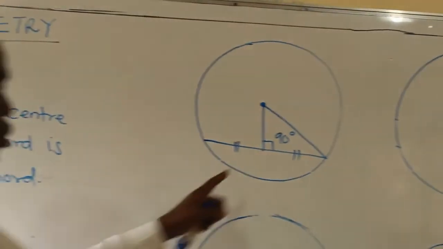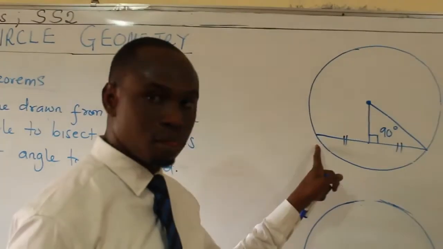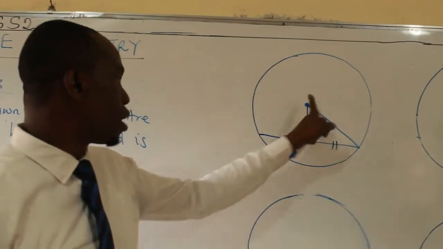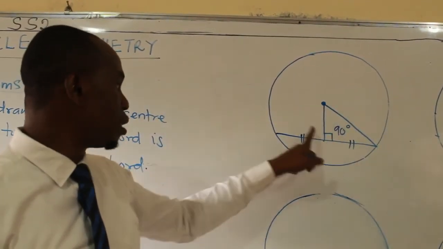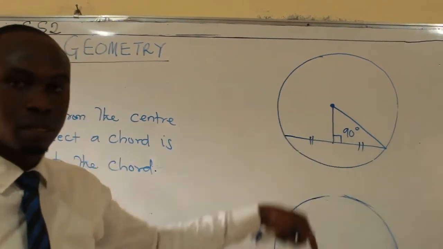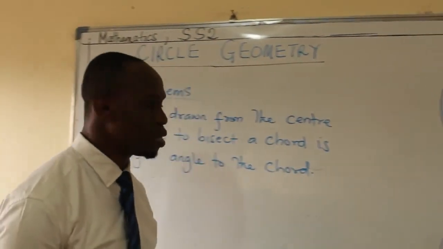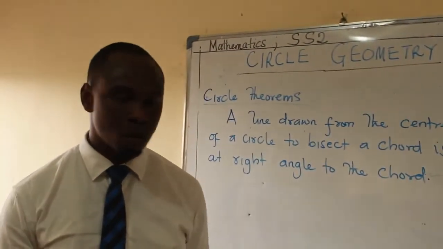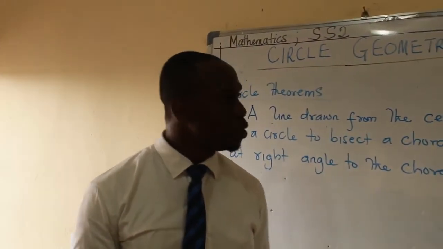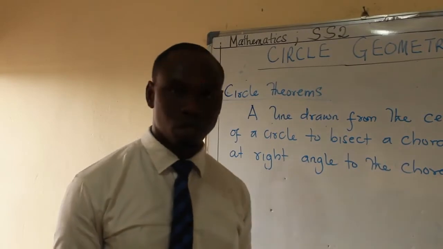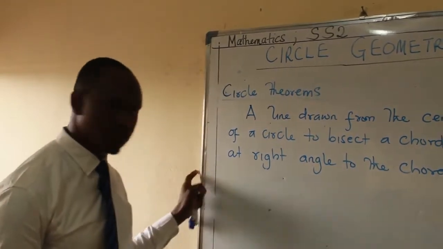So if we know this distance and we know the length of the chord, then we can find the radius of the circle. If we also know the radius of the circle and the length of the chord, we can as well get the distance from the center of the circle to the chord. So I'm going to write down a question on the board to support the usage of this theorem.